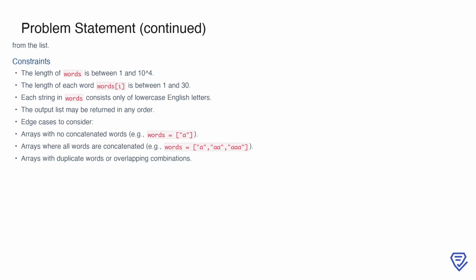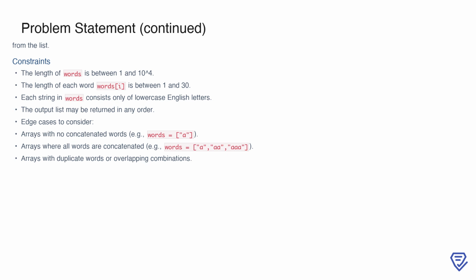In the final example, the input is words equals apple, banana, applebanana, orange. The output for this input is applebanana. Here, the word applebanana is a concatenated word because it can be formed by combining apple and banana from the list. However, apple, banana, and orange are not concatenated words because they cannot be formed by combining at least two other words from the array.